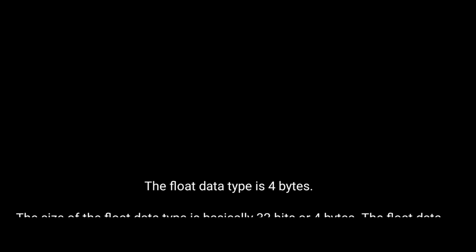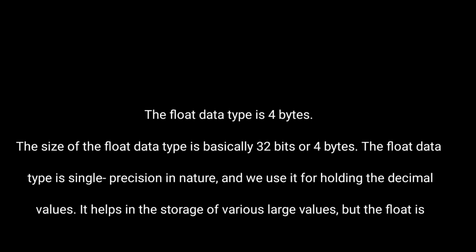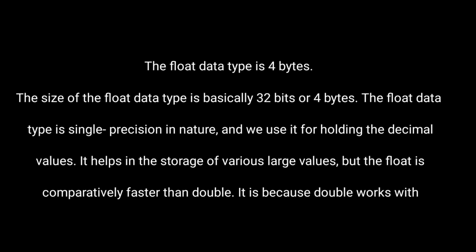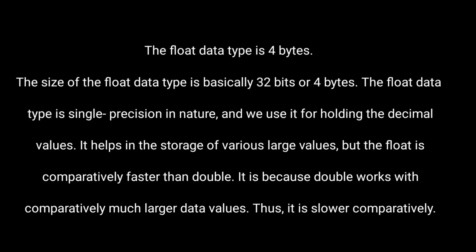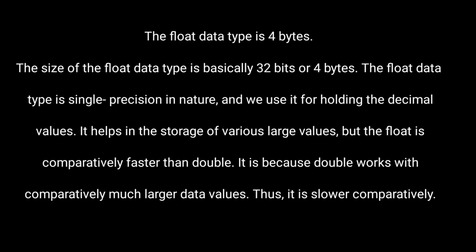Next one, the float data type is 4 bytes. The size of the float data type is basically 32 bits, or 4 bytes. The float data type is single precision in nature and we use it for holding decimal values. It helps in storing large values, but float is comparatively faster than double. It is because double works with comparatively much larger data values, so it is comparatively slower.